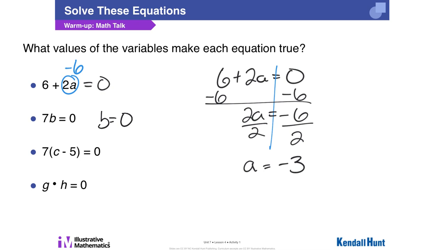Similar situation on the next one. C is going to be 5, because 7 times 0 is going to get you 0. So this piece here needs to equal 0. Well, how do I get that to be 0? Well, C needs to be 5. 5 minus 5 is 0. And in the last one, we have lots of possibilities, but as long as either G or H is 0, then the whole thing is going to be 0.